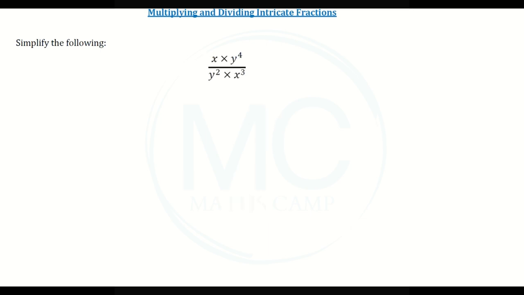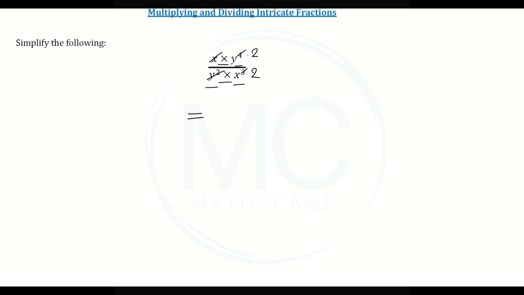Here we have x multiplied by y to the power of 4 over y squared multiplied by x cubed. Now the operations within the fraction are multiplication, so we can still cancel. We have an x cubed. 1 minus 3 gives us -2, which means the x will cancel, the 3 will cancel, and we're left with an exponent of 2. Here we have y to the power of 4 over y squared. 4 minus 2 is 2, so the y squared cancels, the exponent of 4 cancels, and we're left with y squared.